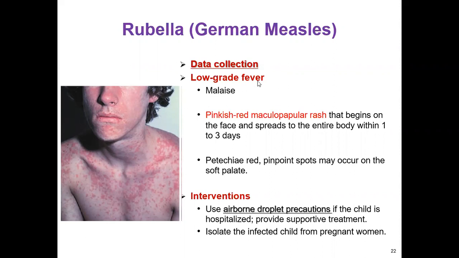Usually the presentation is low-grade fever, malaise, and a pinkish red maculopapular rash that begins on the face and spreads to the entire body within 1 to 3 days. Petechiae, pinpoint spots, may occur on the soft palate. Intervention: use airborne droplet precautions if the child is hospitalized. Provide supportive treatment and isolate the infected child from pregnant women because it's a communicable disease.